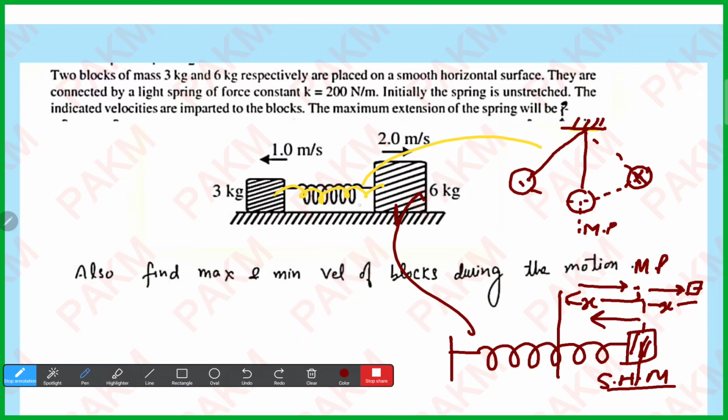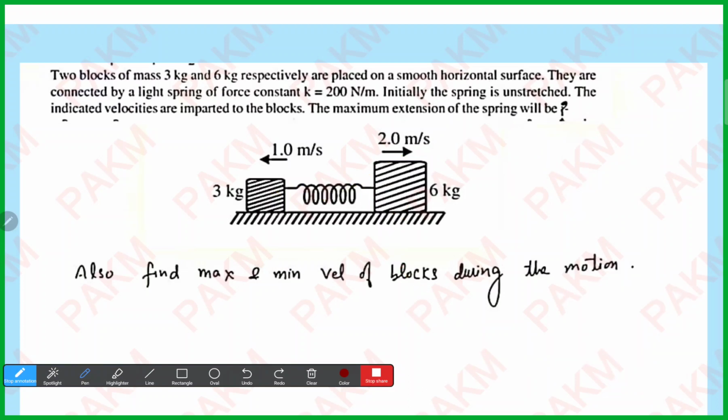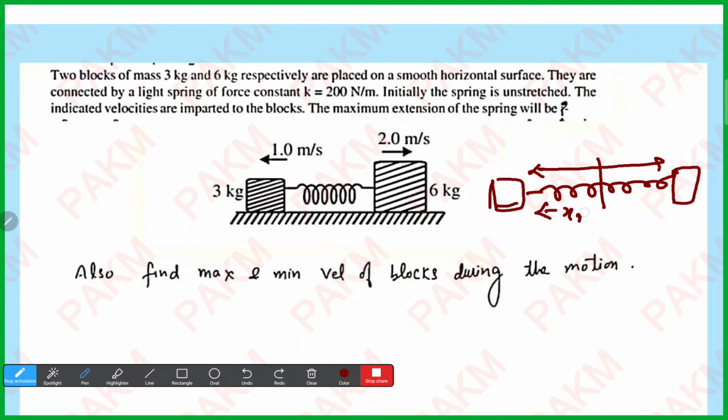Even though it is a two-block system, it simply behaves like a pendulum. Now the initial velocities have been imparted, and we are looking for the maximum extension of the spring. What is the maximum extension in the spring? The spring starts stretching and attains some maximum extension. This x max is what we have to calculate here.